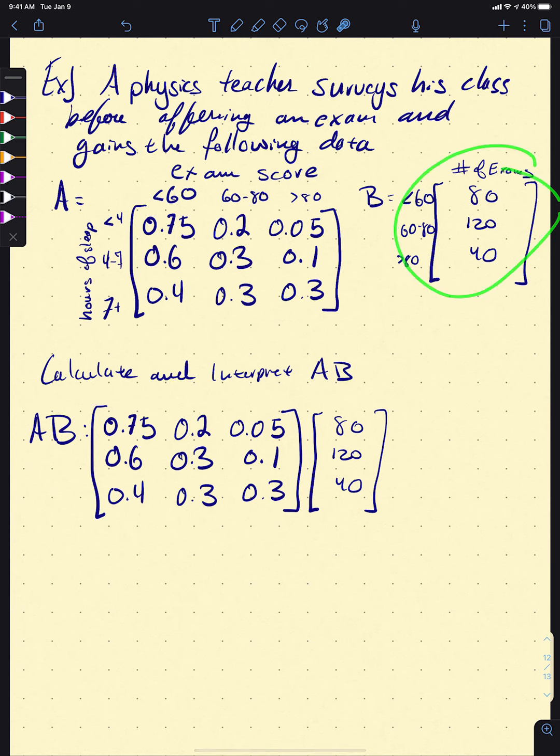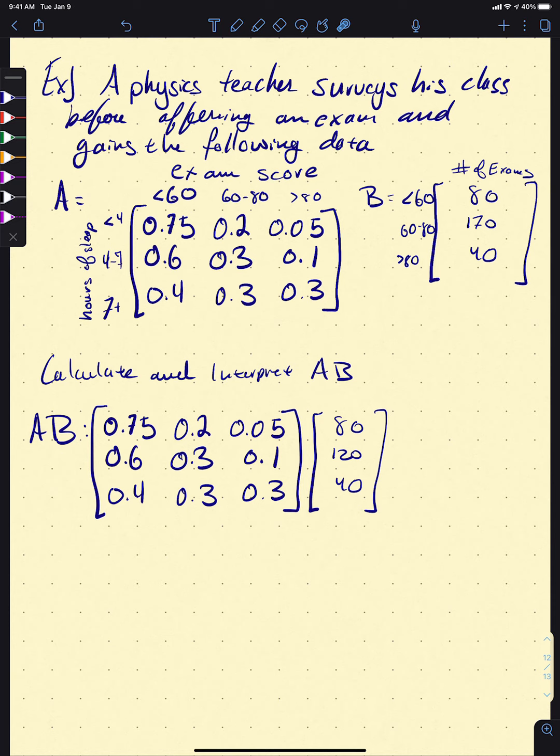Okay, here we have our rows indexed by the exam score, right? And then our column gives us the number of exams with that particular score. This should be, I believe, a 170, not a 120. And so what this means is that there were 80 exams who got less than 60, right? There were 40 exams who got greater than 80, and so on, okay?